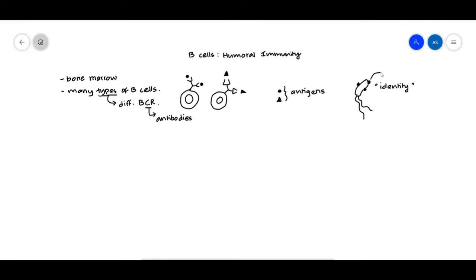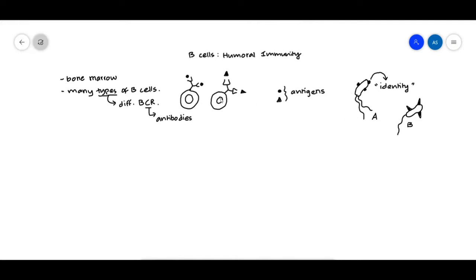What that means is that these surface molecules are going to be different for different types of pathogens. So let's say this is bacteria A, and then we have another bacteria B. How do we differentiate between bacteria A and bacteria B within the body? The body differentiates them based on the type of antigen that they produce. Bacteria B has this triangular shaped antigen, and bacteria A has these circular antigens. So these different types of antigens on different types of bacteria enable us to distinguish between them.